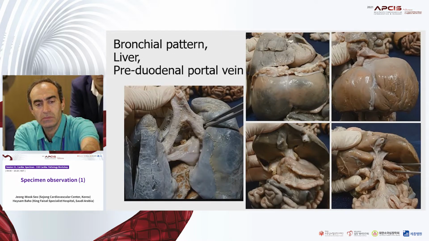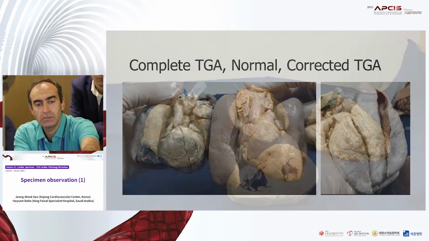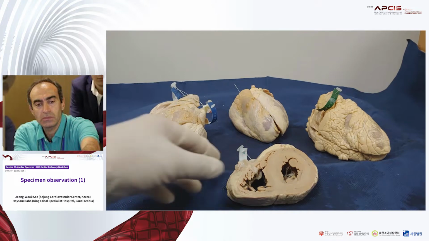We will look at bronchial pattern, liver, pre-duodenal portal vein, and finally we will look at complete transposition of the great arteries, normal and corrected transposition of the great arteries. Let's look at these specimens.